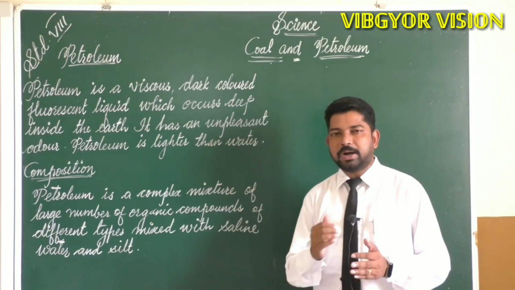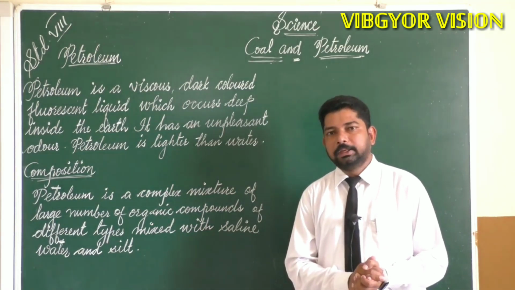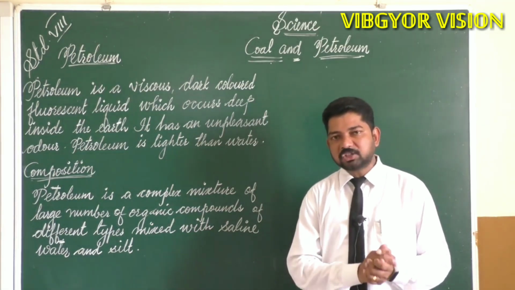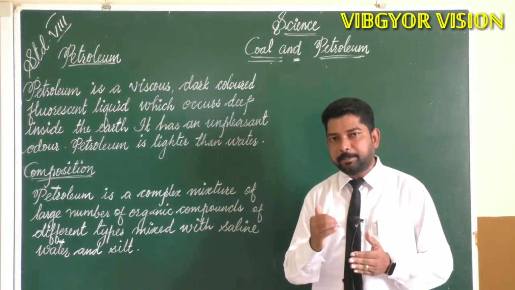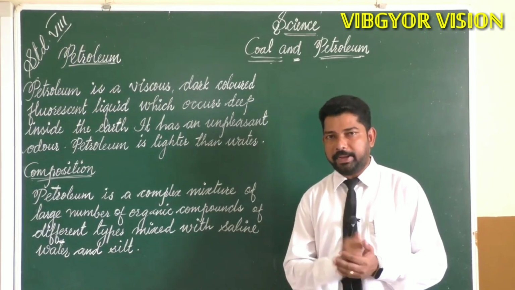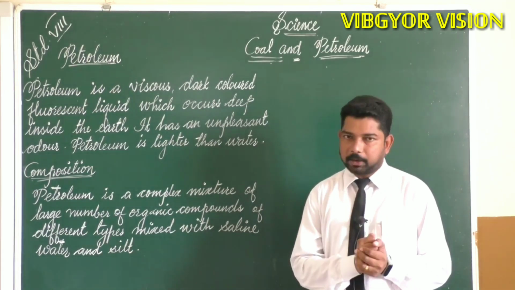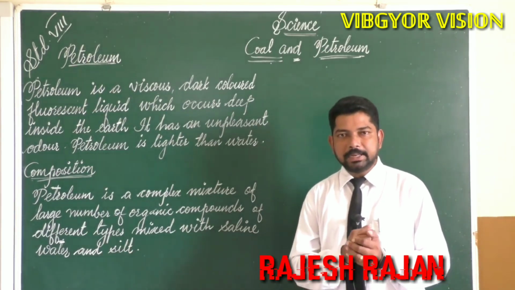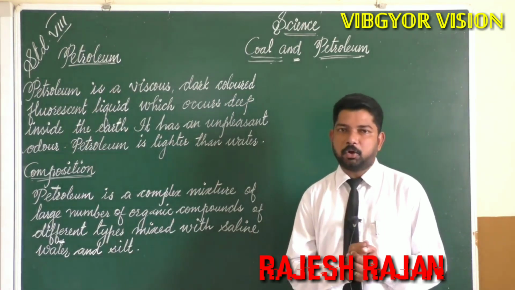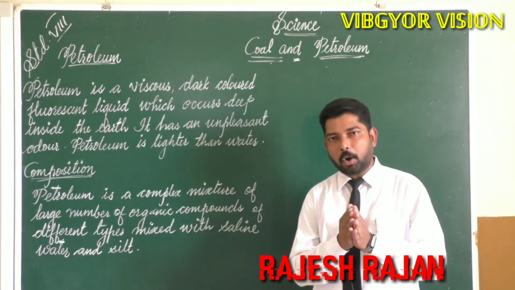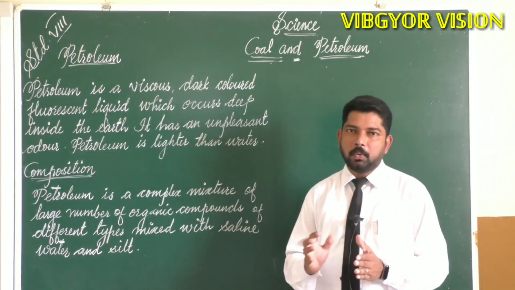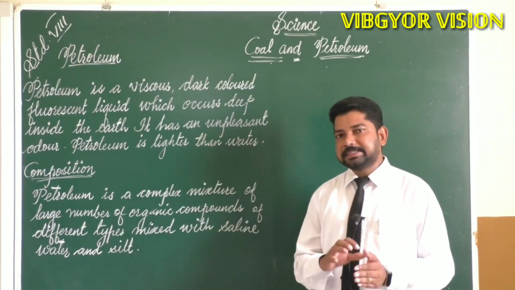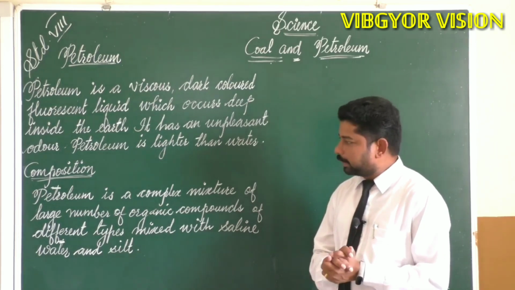Now let's see what is the composition of petroleum. The actual composition of petroleum depends on the place from where the petroleum is extracted or mined. The normal composition of petroleum, we can say that it contains a large number of unsaturated hydrocarbons. It also contains some organic compounds containing nitrogen, sulfur, etc. Let us summarize the composition of petroleum like this.